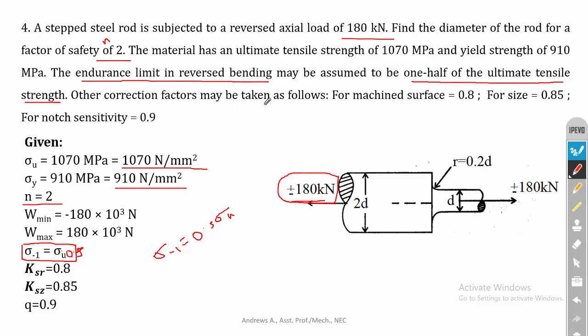Then the other correction factors may be taken as, for machined surface, the surface correction factor KSR is given. We have to multiply this KSR with the endurance limit stress. Then for the size correction factor, KSZ is given. It is 0.85. Then for notch sensitivity, Q is given. The notch sensitivity factor is 0.9.